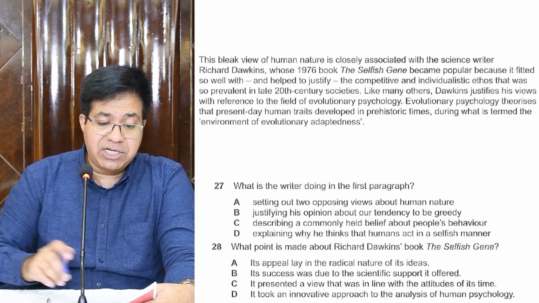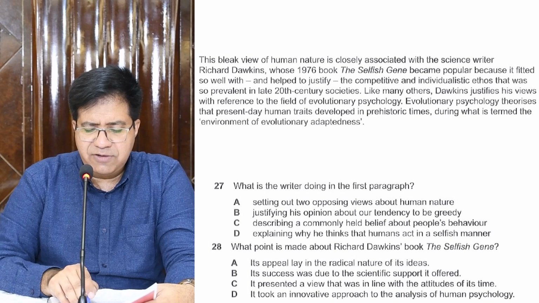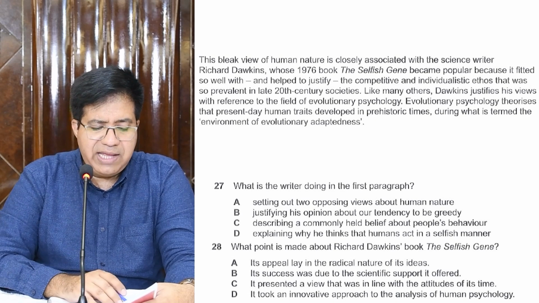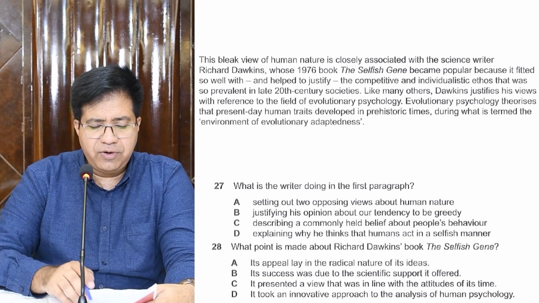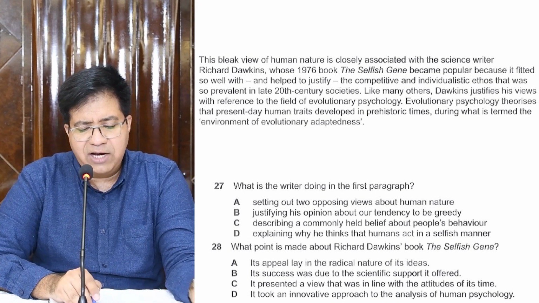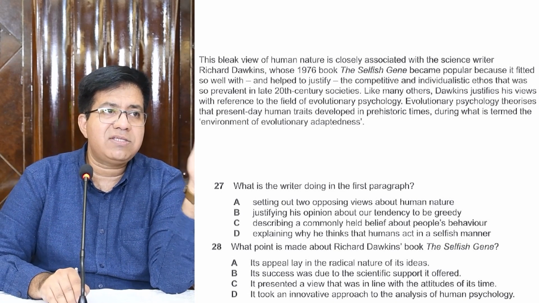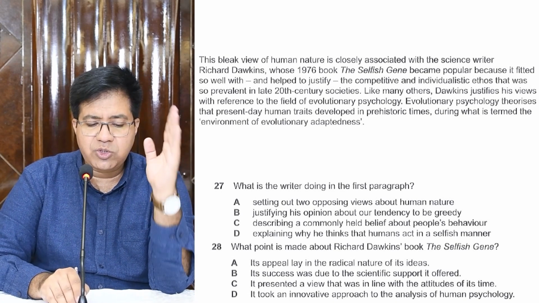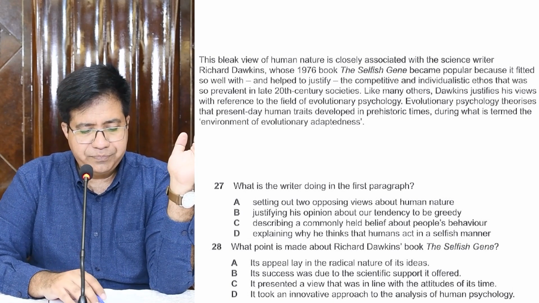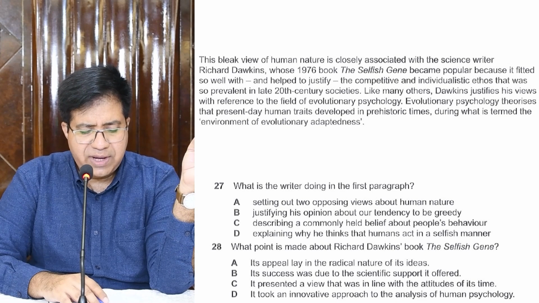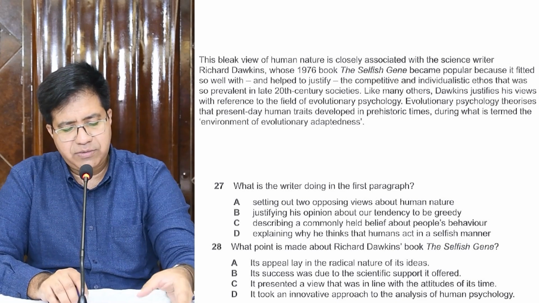In line means fitted so well. And helped to justify competitive and individualistic ethos that was so prevalent in 20th century societies. For that they used, it presented a view that was in line with the attitude of its time. Its time means 20th century societies. Correct answer is option C. Option D, it took an innovative approach to the analysis of human psychology.